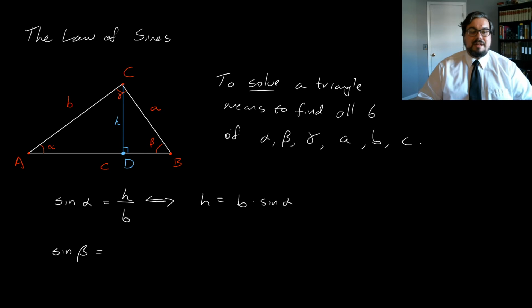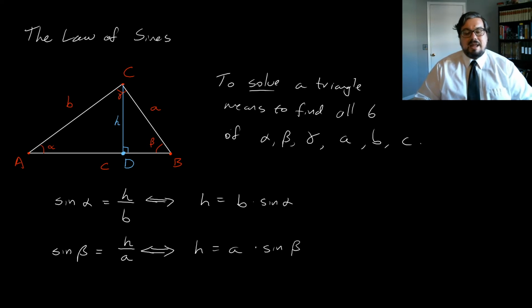Now let's look at sine of beta. That's the other angle that's both in my original triangle and in one of the right triangles I just introduced. Sine of beta will be h over a, which, if we rearrange it, gives us h is equal to a times sine beta. So in this problem, we have that h is equal to b sine alpha and h is equal to a sine beta. Now, of course, that means that those two expressions have to be equal to each other. So b times sine alpha has to equal a times sine beta.